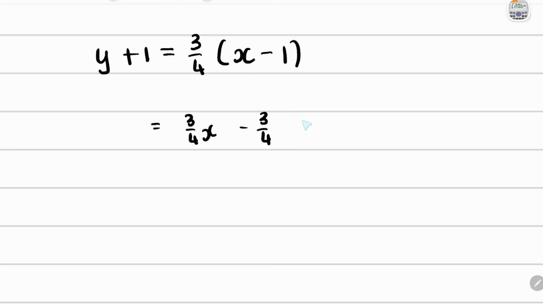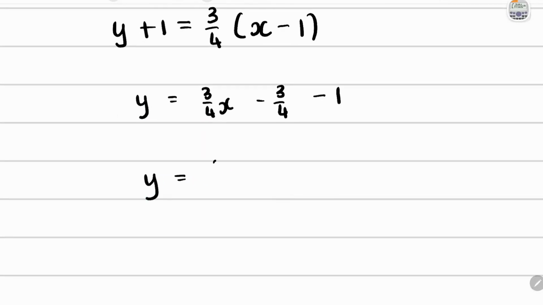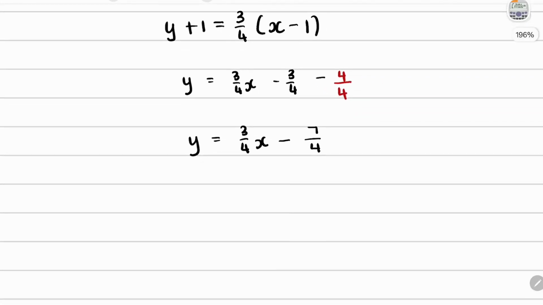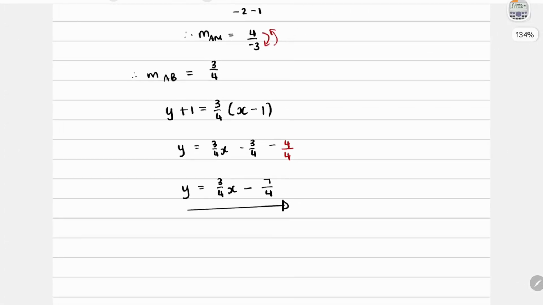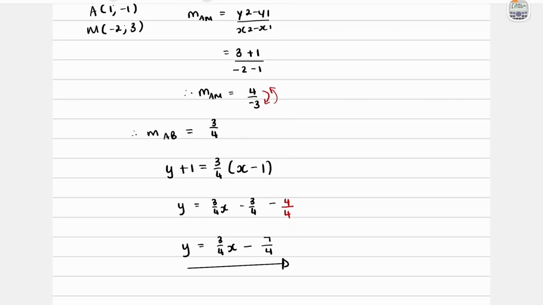Then we take our +1 over and it becomes a -1, and we have y here. So y is finally equal to 3/4x, and you have to subtract. You see, 1 can be written as -4/4, that -1, right? And so numerator minus numerator, that's -3 minus 4, which gives you -7/4. The denominator stays the same since we are subtracting. And that is our answer. So that is the equation of that line AB. Okay, moving on to the next question.